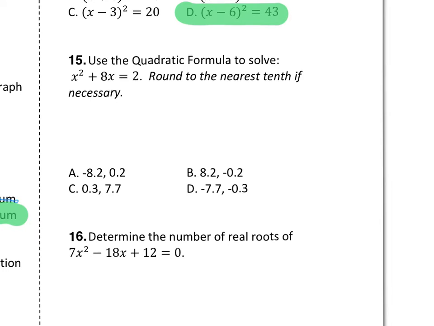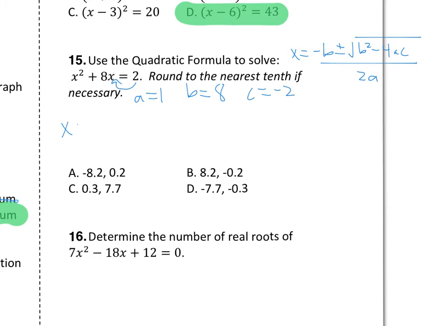Number 15, use the quadratic formula to solve. X squared plus 8x equals 2. Round to the nearest tenth if necessary. So I'm first going to make sure I remember what the quadratic formula is. X equals negative b plus or minus the square root of b squared minus 4ac all over 2a. And I'm going to move the 2 over, so here a would be 1, b would be 8, and c would be negative 2. So this will be x equals negative 8 plus or minus the square root of 8 squared minus 4 times 1 times negative 2 all over 2 times 1.